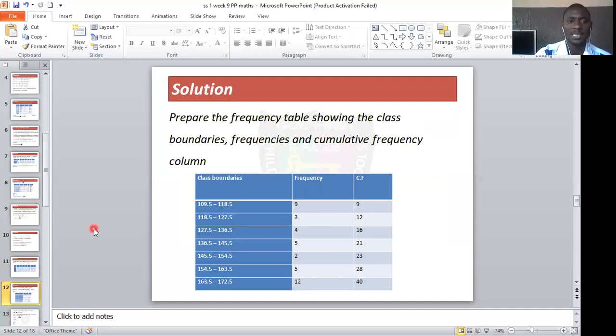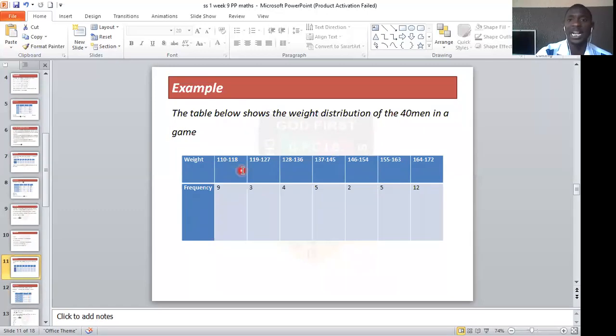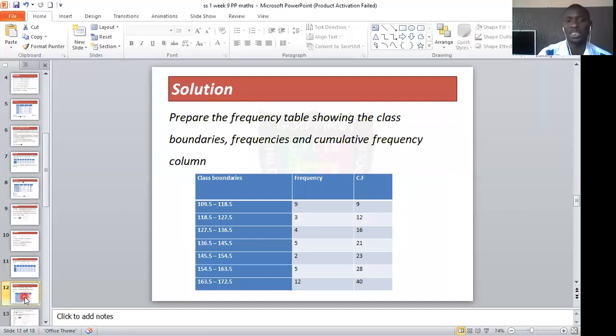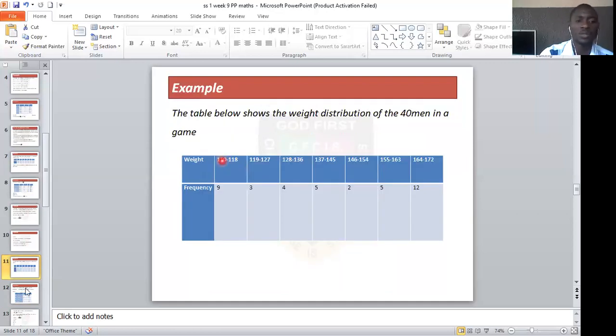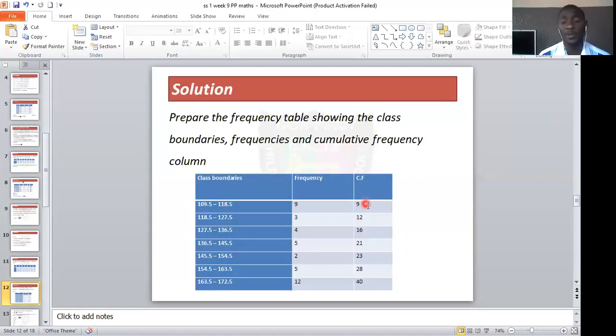We have our first class interval, 110 to 118. You can first prepare your class interval, but the most important is your class boundary. The lower class boundary will now be 109.5, that is 110 minus 0.5, and 118 plus 0.5 gives the upper class boundary. I already explained how to get your class boundary. The frequency for the first class, 110 to 118, is 9. So the cumulative frequency is also equal to the first frequency on the table.